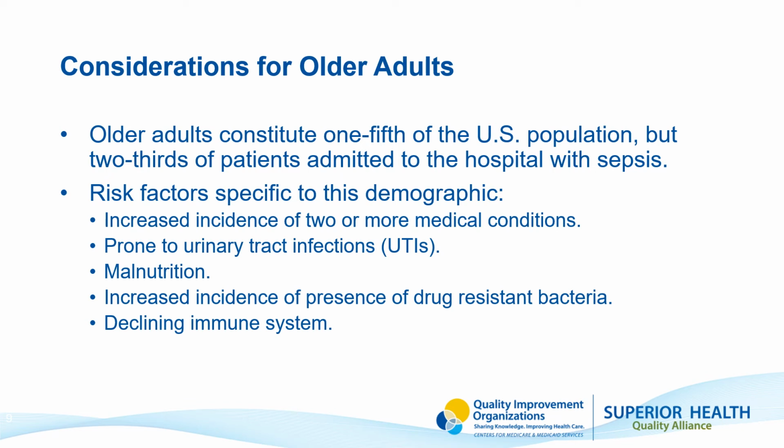As mentioned earlier, the very old are more at risk for sepsis. As many of you care for older adults, keep in mind that these things contribute to this increased risk. An increased incidence of two or more medical conditions, more prone to urinary tract infections, which are a common source of sepsis, more likely to be malnourished, an increased incidence of the presence of drug-resistant bacteria, which makes it more difficult to treat infection, and a declining immune system, which makes one more susceptible to infections.